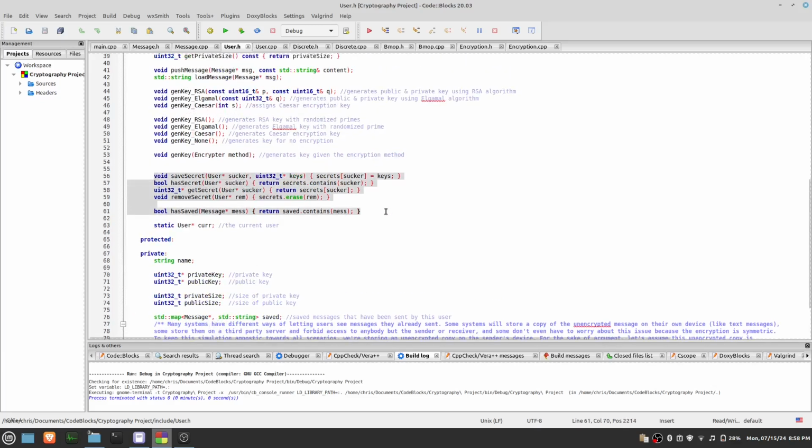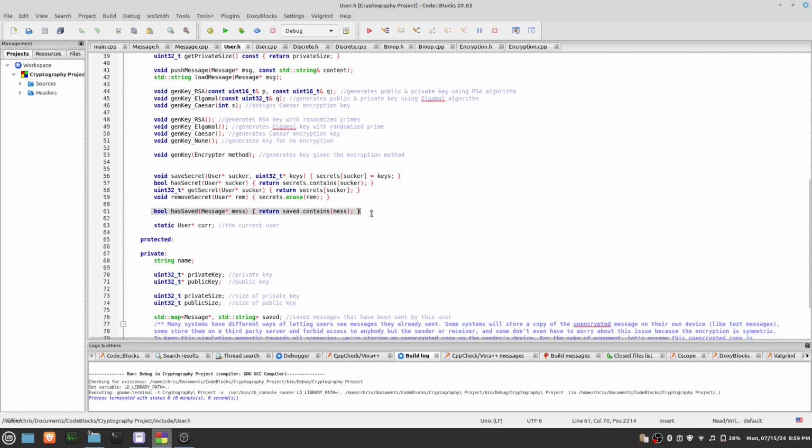And here we have a bunch of functions that work with that. Save secret. I refer to the person whose private key we save as sucker. I think in my head I said the sucker will be none the wiser, and that just kind of stuck with me because I thought it was funny. But anyway, so we save the sucker's secret. We can remove the secret if we think it's wrong or if we don't want to have it anymore.